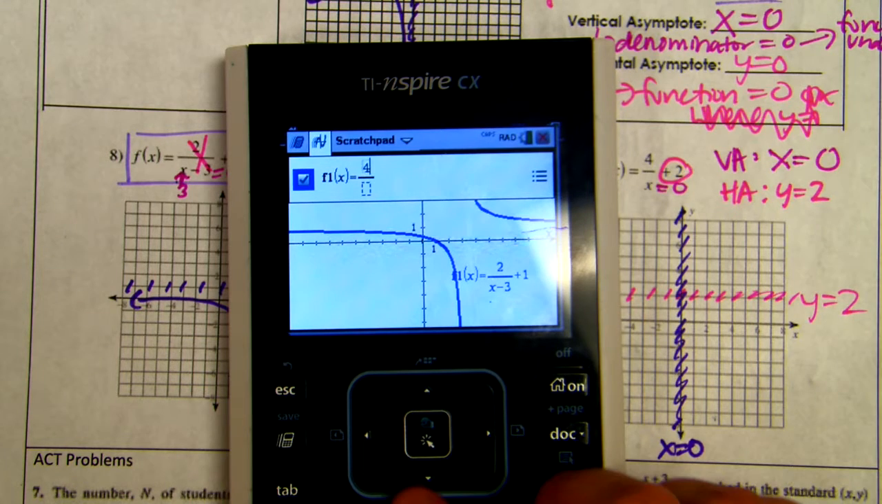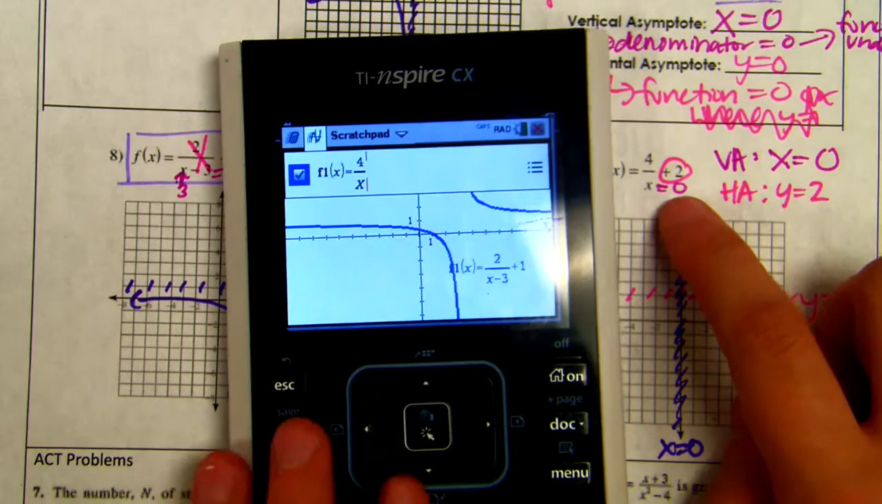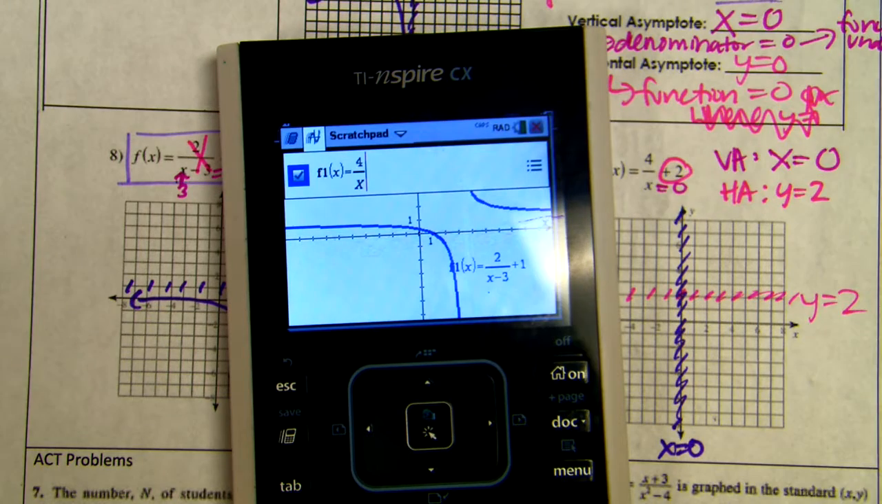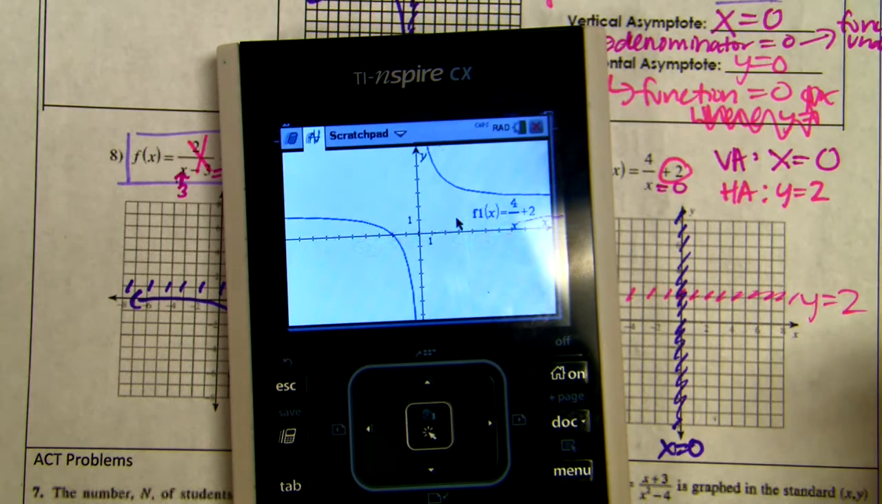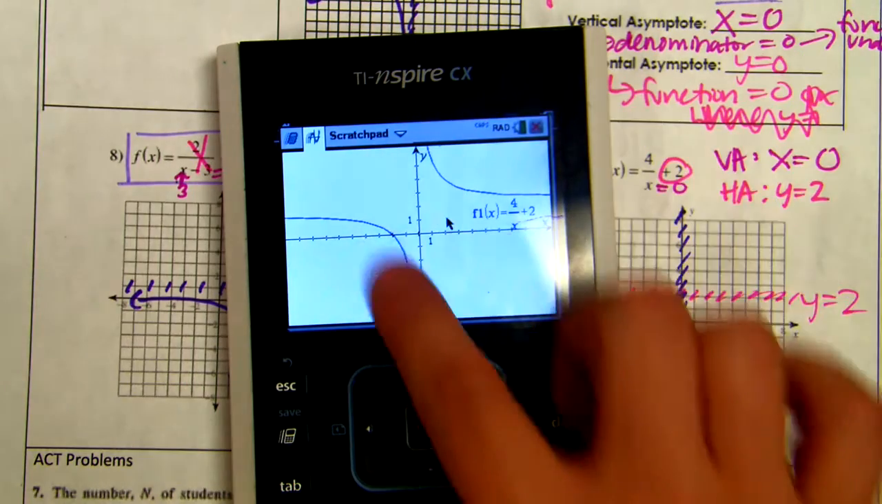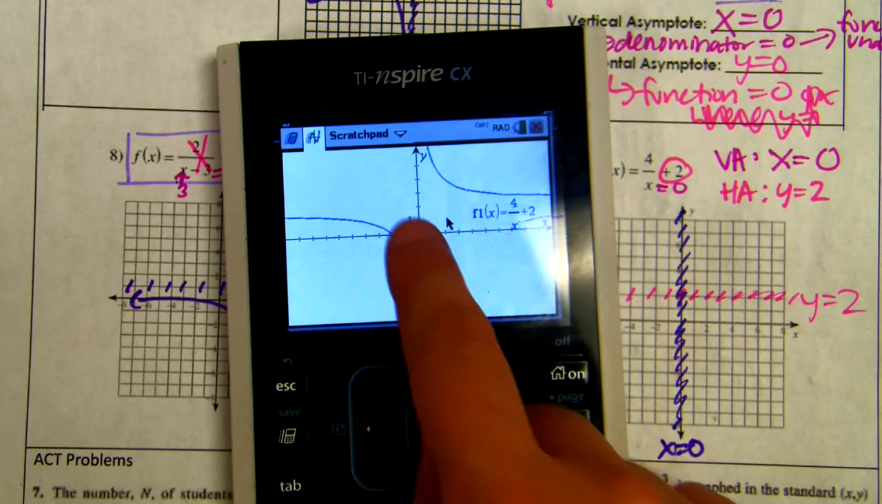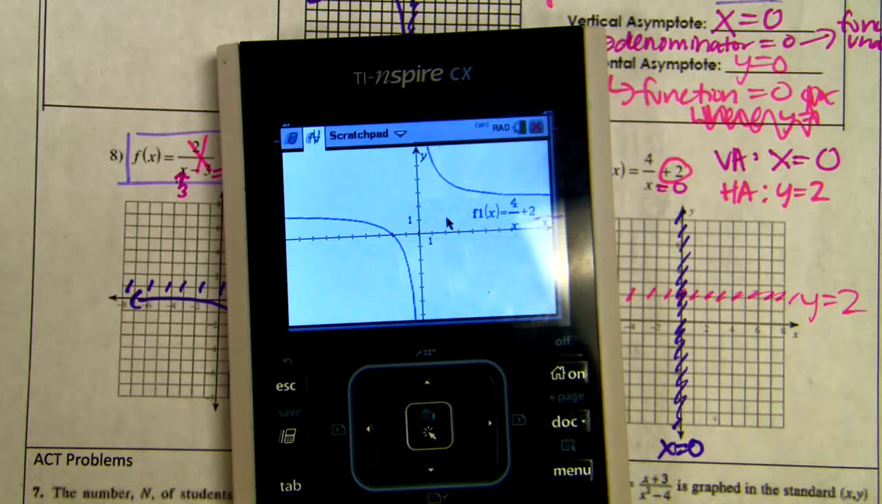So we have 4 over x and plus 2, I think. So plus 2, hit enter. And that looks pretty good to me, right? So we see that x equals 0 looks like that line, and y equals 2 looks like another line, looks pretty good to me.